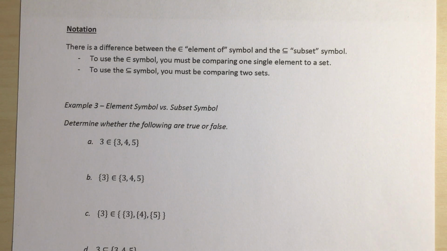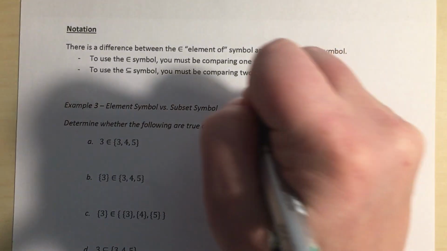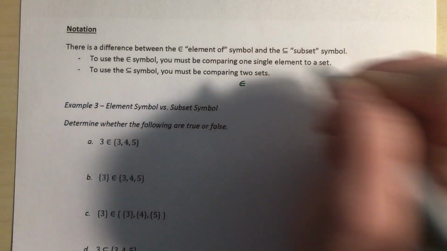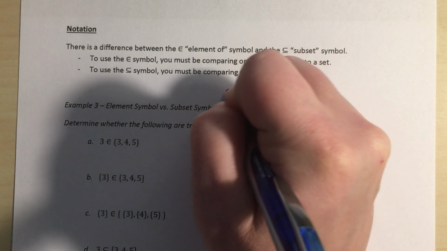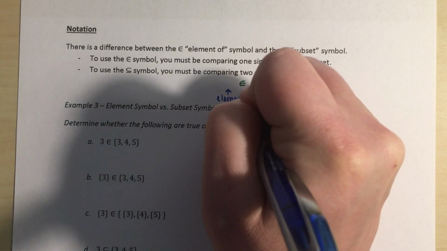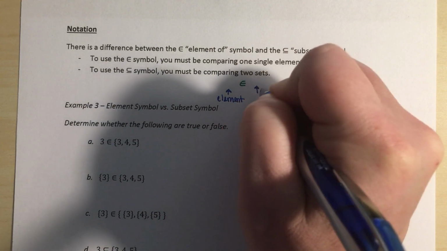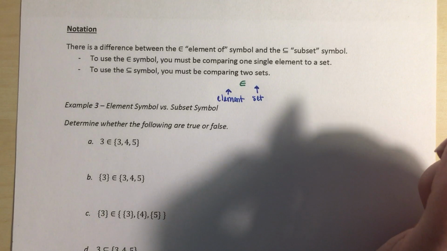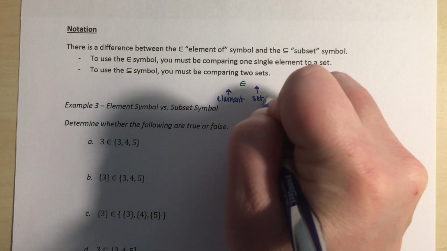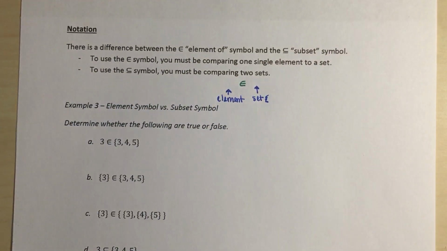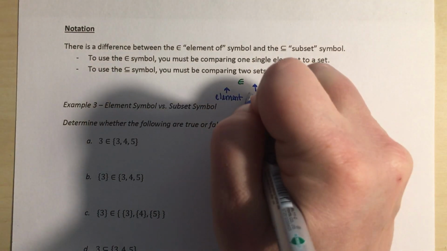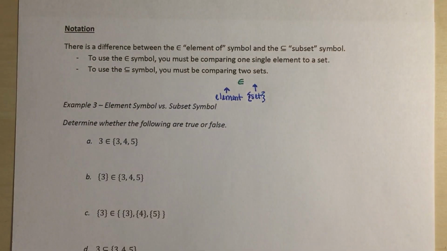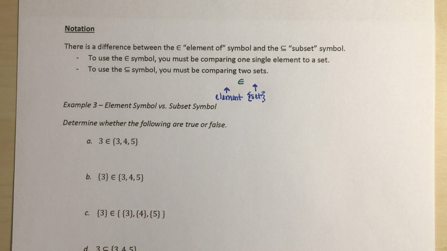So I'm going to go ahead and make a little note here. If we are using the element symbol, this side here is going to be an element, and this thing on the other side is going to be a set. Oftentimes we do see sets in braces. We could see a set, either the name of a set or a set in braces. So we have an element on one side and then a set on the other side.